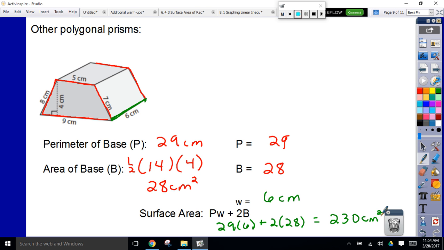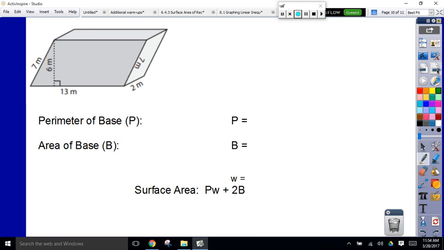Okay, next one is an example of a parallelogram. How do we find the area of a parallelogram? Reese? Base times height. So what would the area of that parallelogram be? 78. Good. The area of the base would be 78 square meters. What would the perimeter of the base be? Kayla? 40, yes. 40 meters.